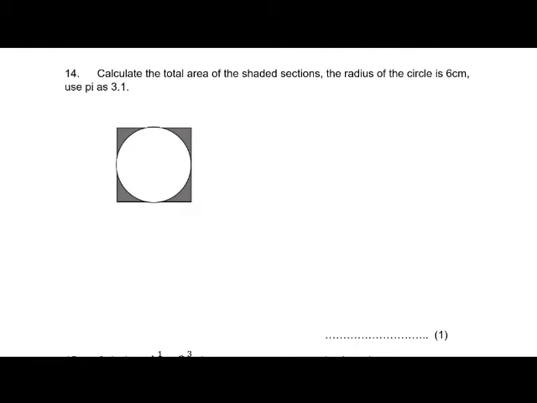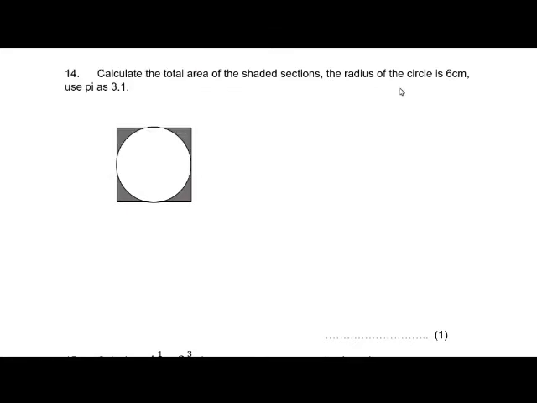Question 14 is asking us to calculate the total area of the shaded sections. It's telling us that the radius of the circle is 6 centimeters. So let's just draw that in so we don't make any mistakes. So the radius is 6 centimeters, and we need to use pi as 3.1.